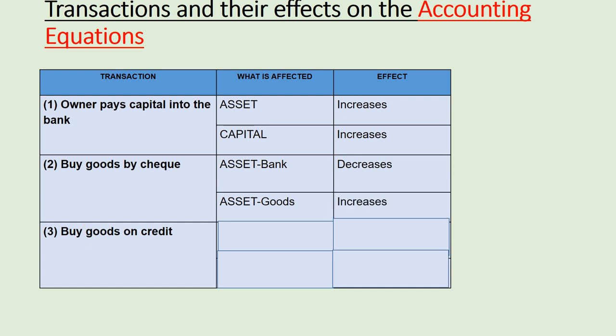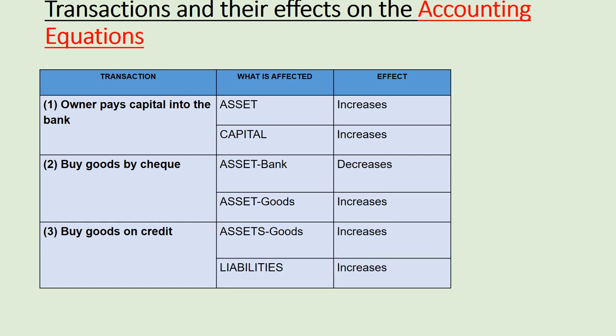The third transaction is buys goods on credit. So goods have been bought, but no money has been paid. What's going to be affected? First, assets in terms of goods are going to increase since there are more goods that have come in. What else is affected? Liabilities are going to be affected, because buying goods on credit means that we're supposed to pay for those goods. We're having assets which we're supposed to pay to people who gave us those assets. Therefore, liabilities are going to increase. So we have assets in terms of goods and liabilities both increasing.